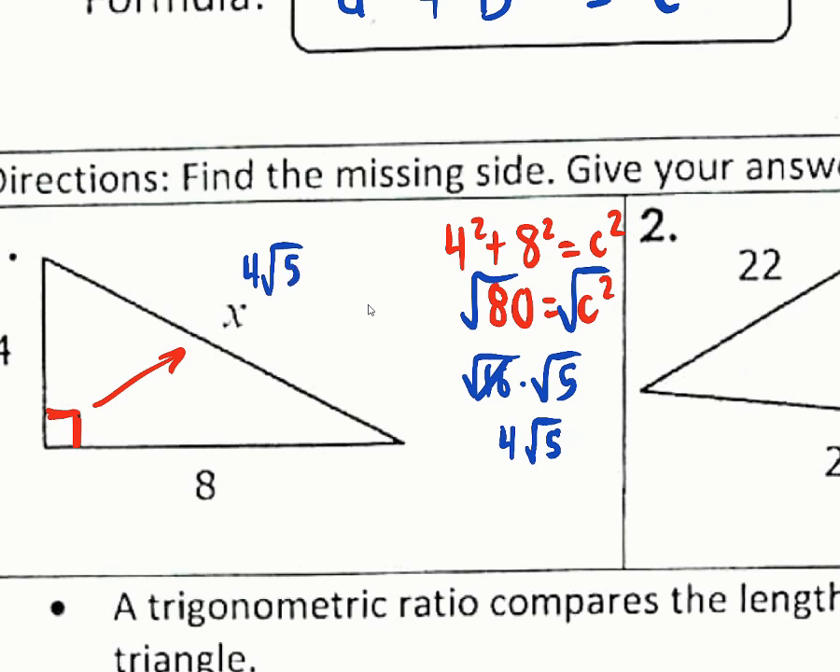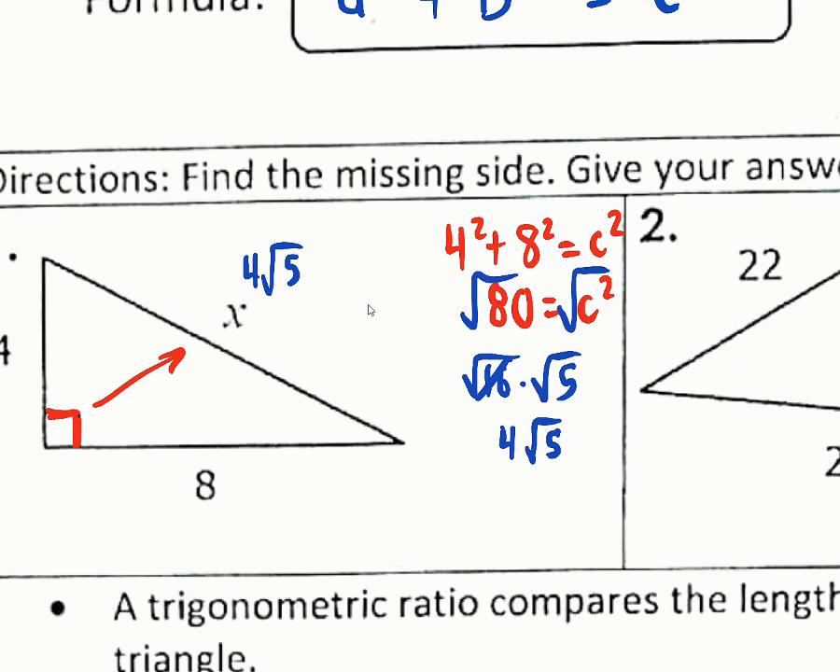Now remember earlier I told you guys the hypotenuse was the biggest side? Well, does 4 square root of 5 look bigger than 8? Just in the number? It might not. Just type in your calculator real quick. Type in square root of 80. Push enter. Type in 4 times the square root of 5 and push enter. What'd you get? Did you get the same thing twice?